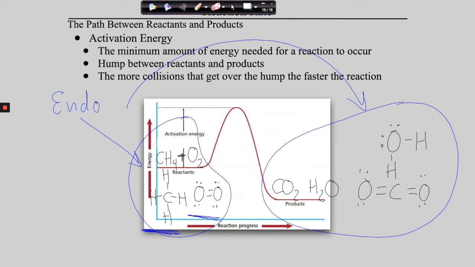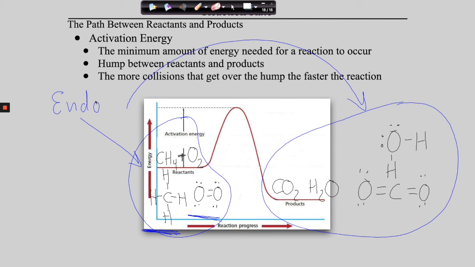Now, guys, let's stretch a little bit. When do you do this reaction of CH4 reacting with oxygen? Answer, Bunsen burner. Now, guys, what does it take to light your Bunsen burner? And the answer is your striker.